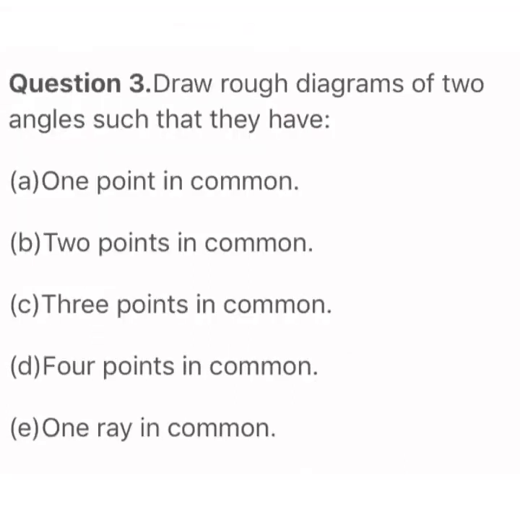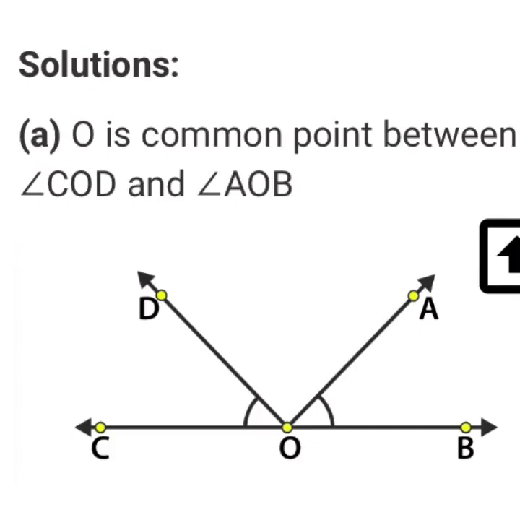Children, draw rough diagrams of 2 angles such that they have 1 point in common, 2 points in common, 3 points in common, 4 points in common and 1 ray in common. So children, here you have to draw a diagram in which we will have the following statements in common. Children, let's do the first one, 1 point in common. Here you can see that O is the common point between angle COD and angle AOB.